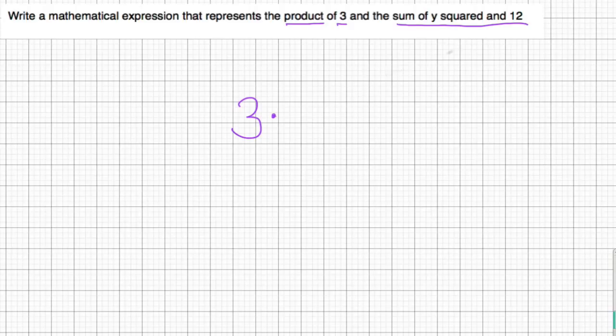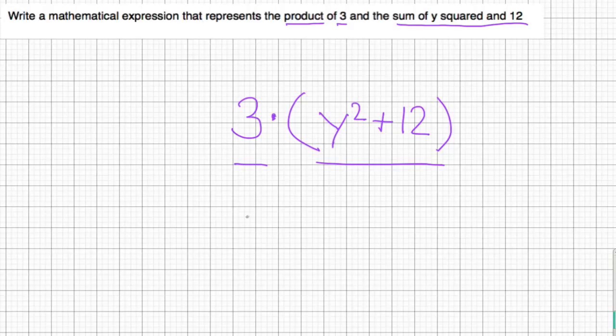It looks like I'm multiplying 3 by a sum. So I'm going to use parentheses to contain this, right? So this factor is going to be y to the second power, or y squared, and 12. That's the sum of y squared and 12. I'm putting parentheses around it so we can see that this is a separate factor, right? So that's one of the things I'm multiplying, and that's the other thing I'm multiplying. 3 times y squared plus 12. So here we are. This is the product of 3 and the sum of y squared plus 12.